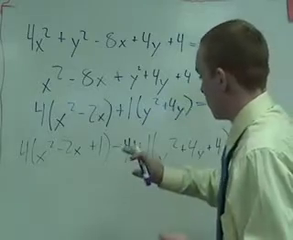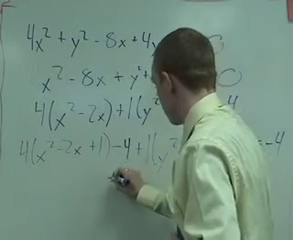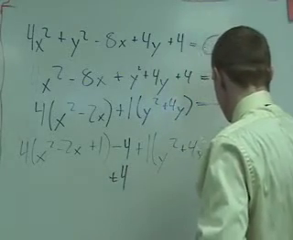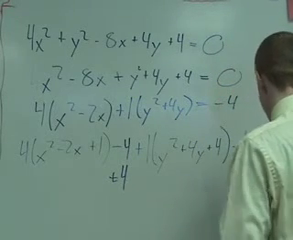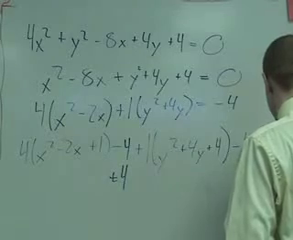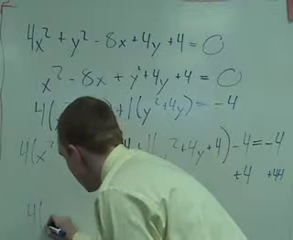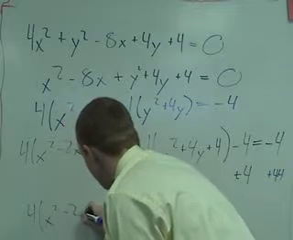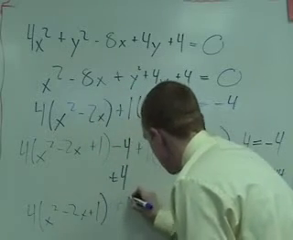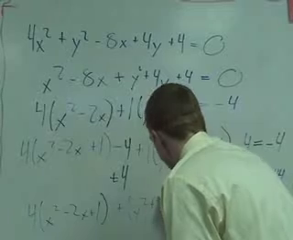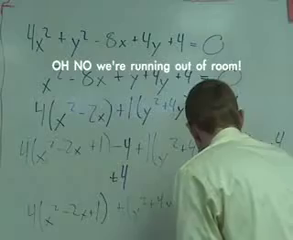The next step that I want to do is we're going to want to subtract these terms off, or add these terms on actually. So we're going to do plus 4 plus 4 to each side. So we're going to get plus 8 over here. And then we're going to get 4 times x squared minus 2x plus 1 plus y squared plus 4y plus 4 is equal to 4.